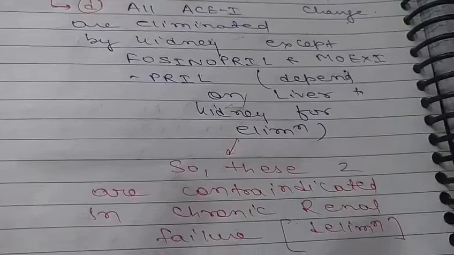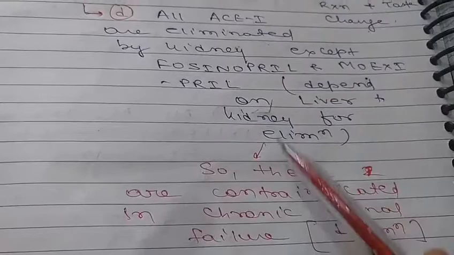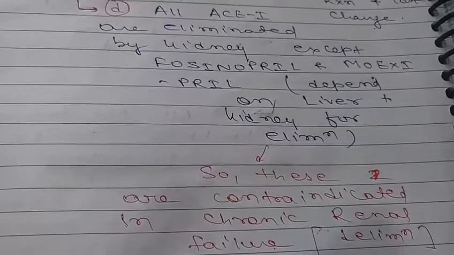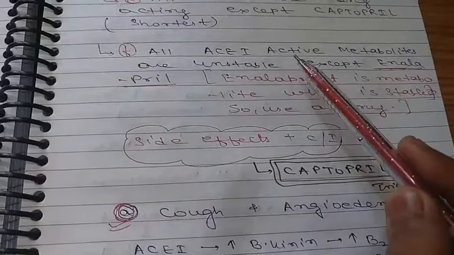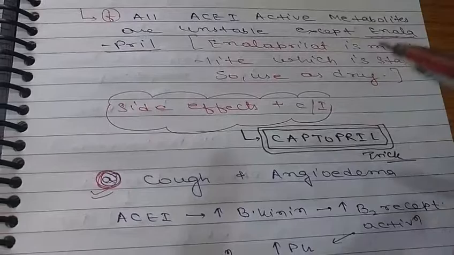Okay, so as ACE inhibitors are eliminated by kidney, these drugs are contraindicated in chronic renal failure because their elimination depends on kidney. Clear? Now moving to the next point, all ACE inhibitors are long lasting, okay, except captopril. Captopril is shortest in its action. Now all ACE inhibitors' active metabolites are unstable except enalapril. Its active metabolite is stable, so its active metabolite can also be used as a drug.